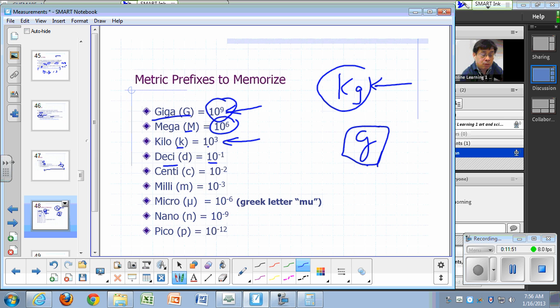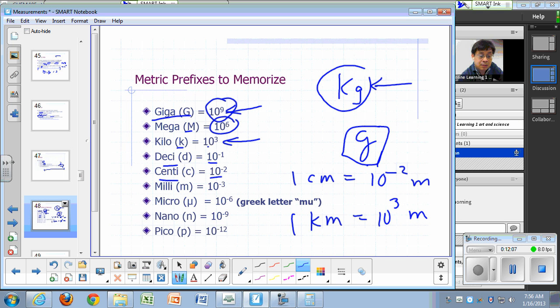Deci is 1/10, that's 10 to the negative 1. Centi is 10 to the negative 2. So 1 centimeter is 10 to the negative 2 meters. Kilo, 1 kilometer, is 10 to the third meters. That's 1,000 meters. If you know those definitions, you can easily write conversion factors. These are conversion factors that I won't be giving you on a test. I would expect you to know them because I'd expect you to know what these prefixes mean. Milli, that's 1/1,000.